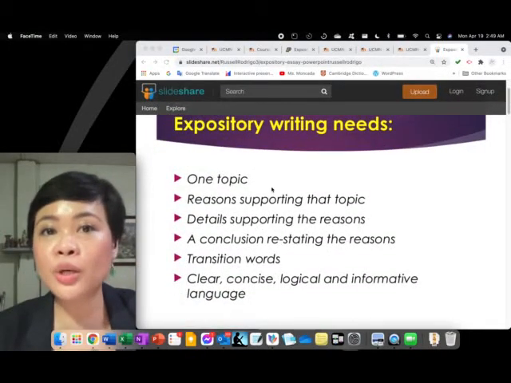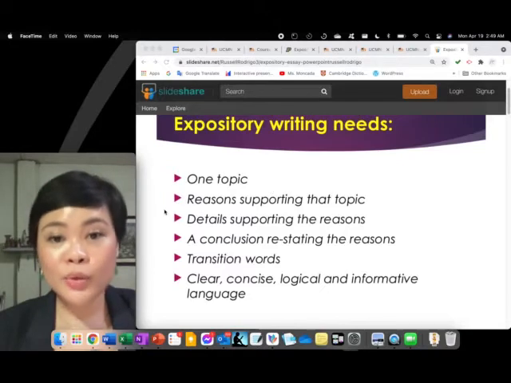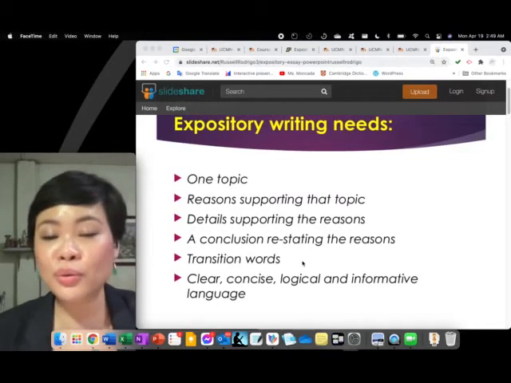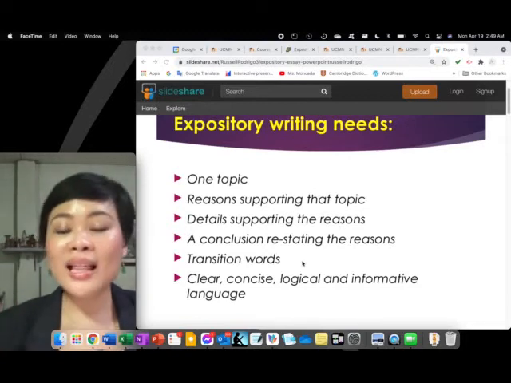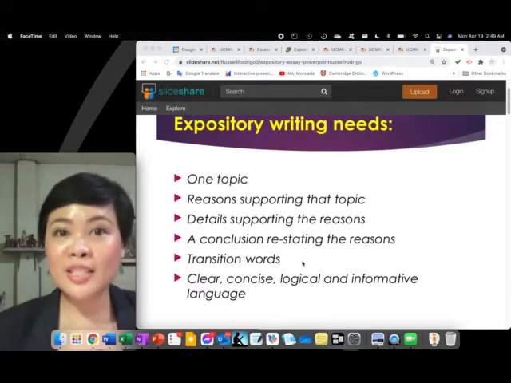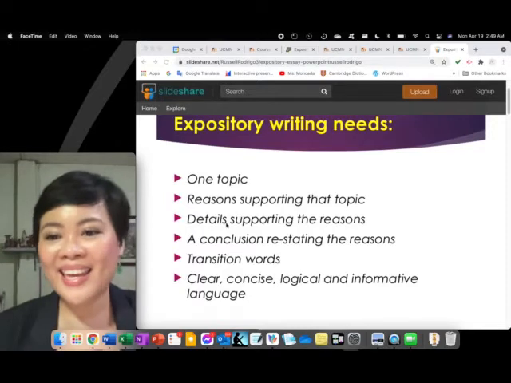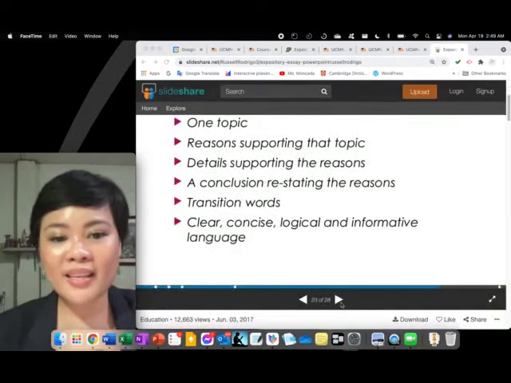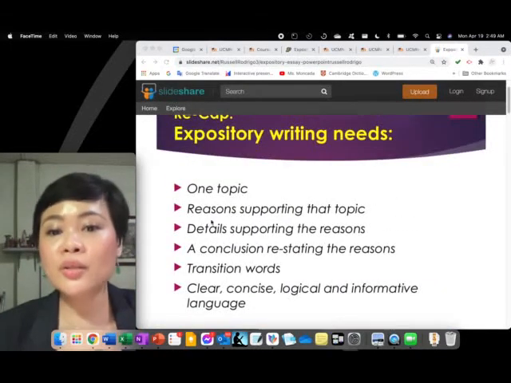What else? Aside from choosing only one topic, there should be reasons supporting that topic and details supporting the reasons, and then there should be a conclusion. Make sure to use transition words to glue everything together, and use words that are clear, concise, logical, and informative, so that it's easy to understand your essay. Hopefully this is clear. If you make sure that all of these are found in your essay, I can guarantee you that you will get a high mark.